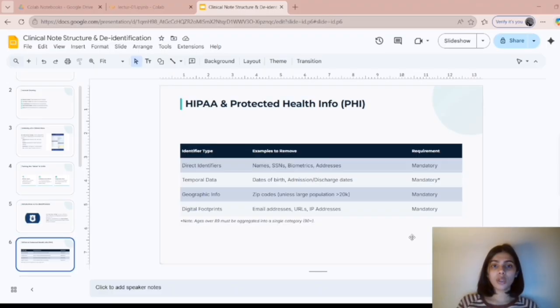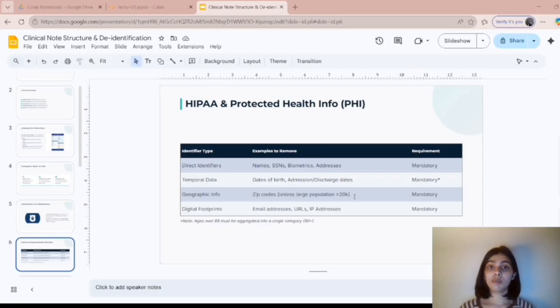And then we have the temporal data, your date of birth, your admission and discharge dates, and all that. That is mandatory as well to keep the record safe, to know when the patient came in and when they left. Then we have our geographic info. That could be your zip codes. It says unless large population, like greater than 20K, so you're supposed to record the zip codes for the population that is above 20K. Other than that, it's not necessary.